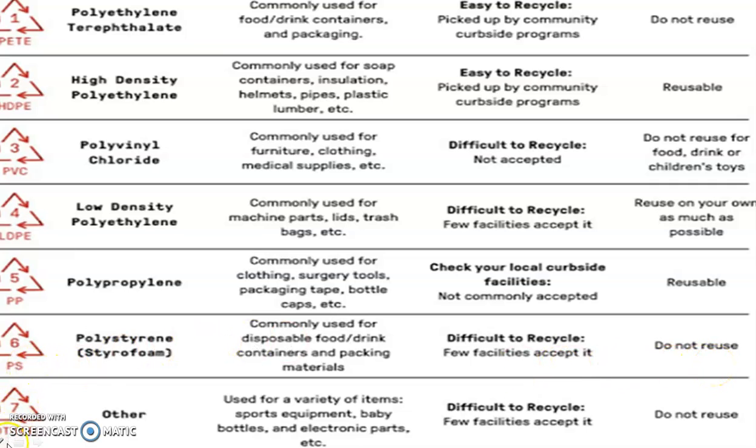And the last one is 7, which is other. It is used for a variety of items, sports equipment, baby bottles and electronic parts, which are difficult to recycle, and they should not be reused. So this is all about some products on which this type of stamp is found. So you have to choose products with reusable stamps.